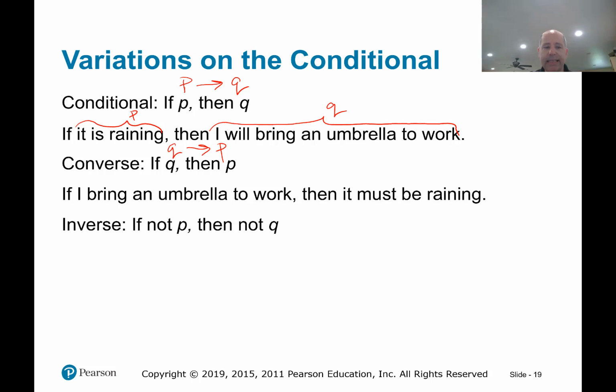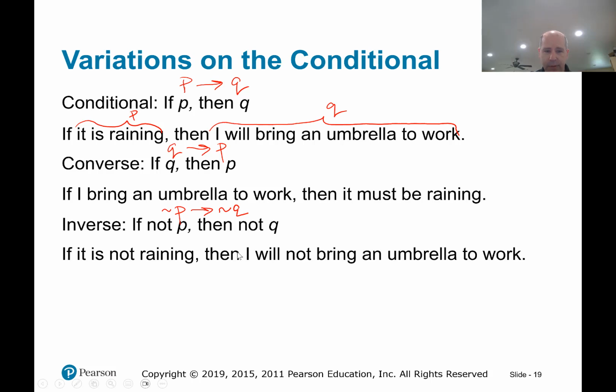So that's the converse. The next one is the inverse. The inverse is all I'm going to do is negate both sides. So I start with my conditional. To get to the inverse, all I'm going to do is negate both sides. So it'd be not P implies not Q. That's all I'm going to do. So that's the inverse. What does that mean? It means that if it is not raining, then I will not bring an umbrella to work. That's the inverse of the original conditional.